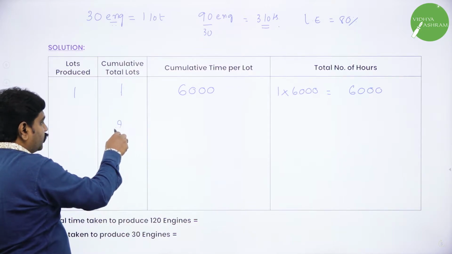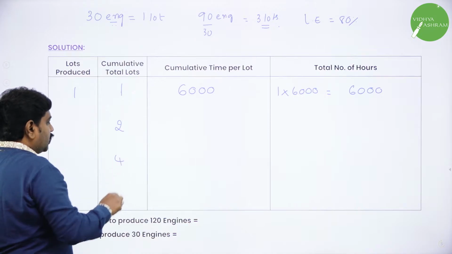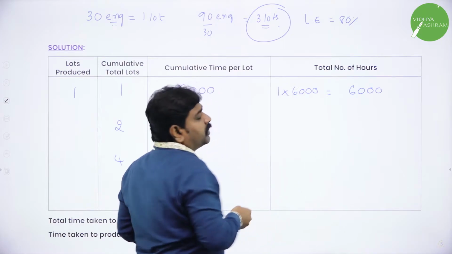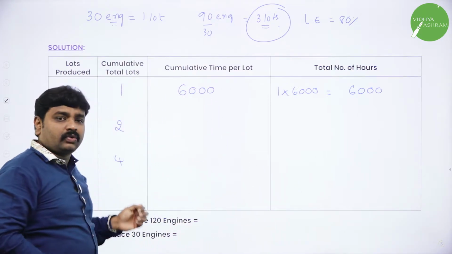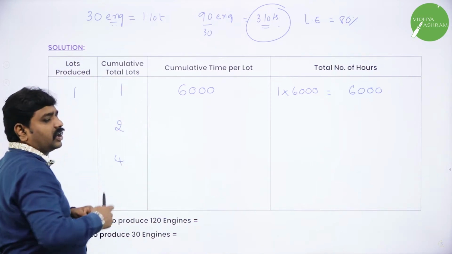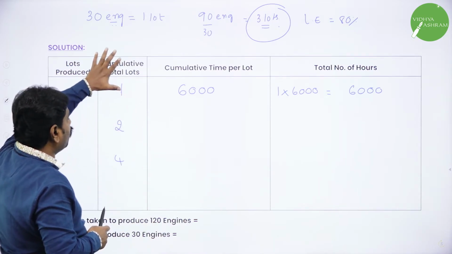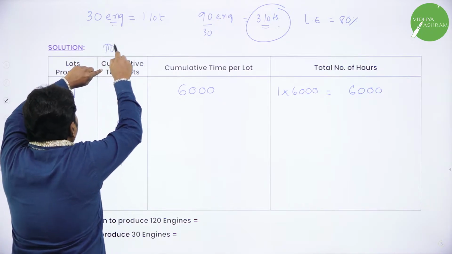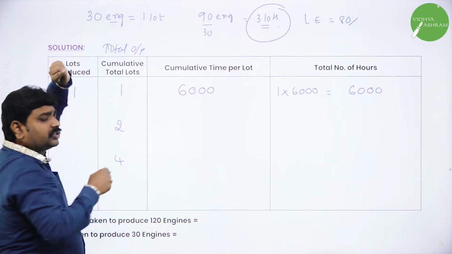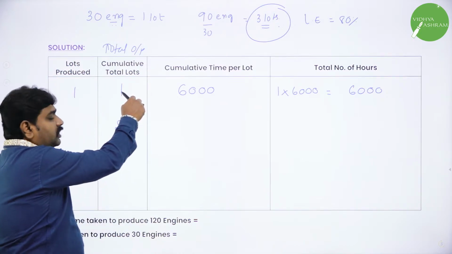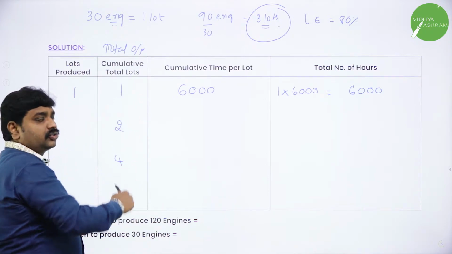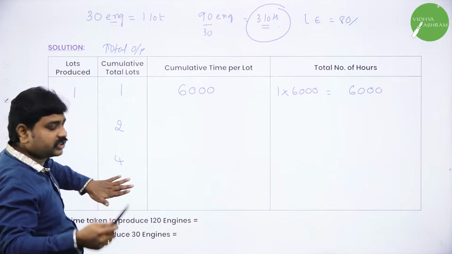For the second column, you keep doubling this. 1 2s are 2, 2 2s are 4, and don't go further because our output is just 3 lots. But we cannot get exactly 3 lots, we'll get 4 lots. What is 4 minus 1? 3. So we'll find for 4 lots, then we'll subtract 1 lot. This column is also called total output in lots, or cumulative total lots. Double the first one, then 1 2s are 2, 2 2s are 4. We need 3 lots, so I'll stop at 4. 4 is more than 3, stop it.